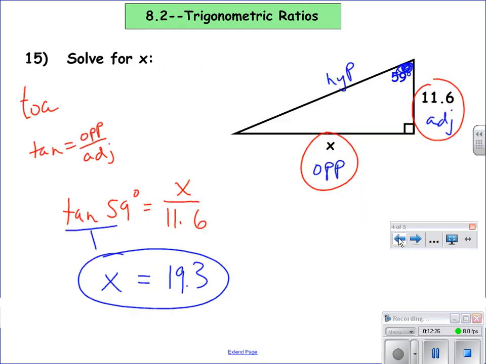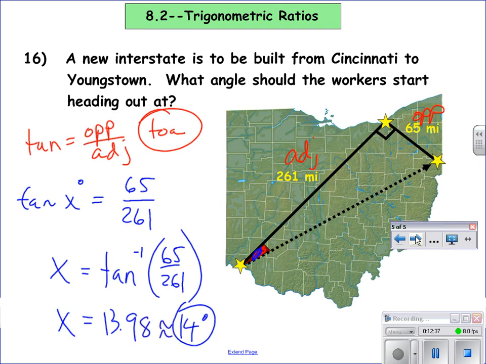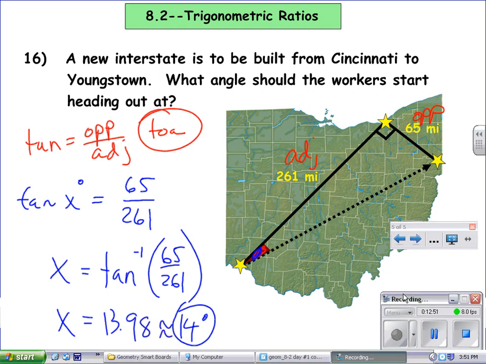Skill one for today was being able, given an acute angle in a right triangle and one side, to find another missing side. And skill two is given two sides in a right triangle, be able to find one of the acute angles. Okay? So those two skills, that's what we're working on. And this is really good, important stuff, and we'll work on this in class today.